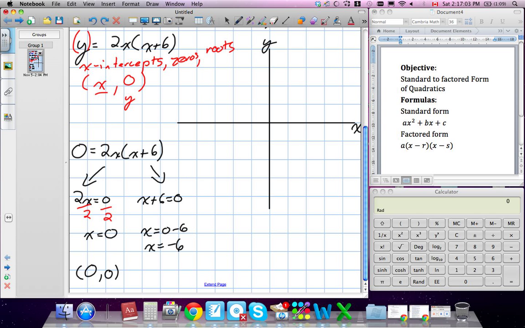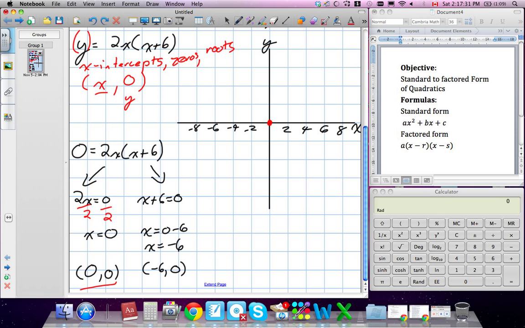So let's quickly relate this to a graph. We have, let's go by 2s: -2, -4, -6, -8, and 2, 4, 6, 8. We go to graph this. One of the x-intercepts is at 0 and 0, so that's the origin. I know it's going to cross there. And the other one's at -6 and 0, which is here.